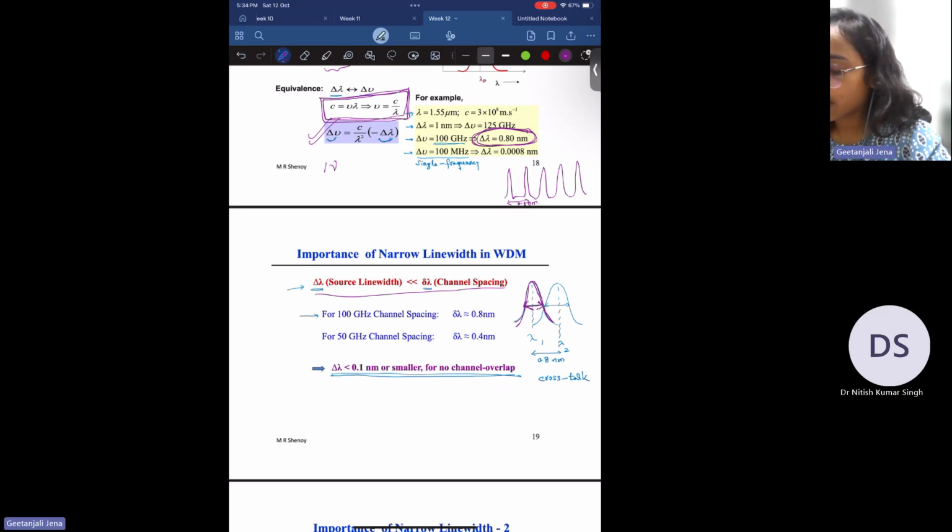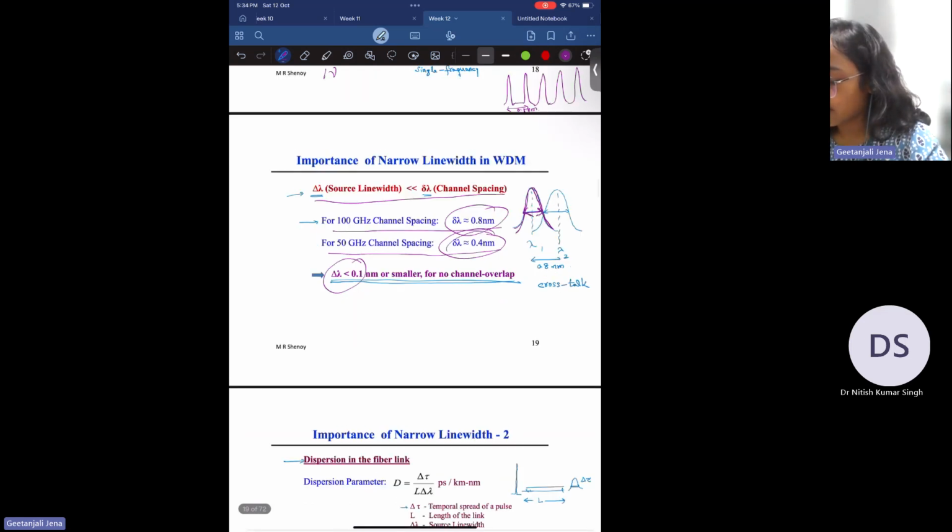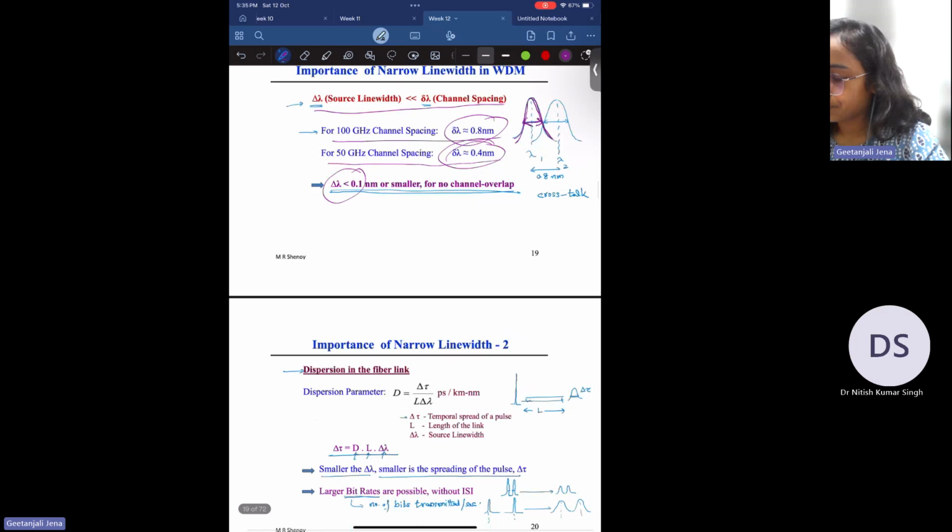And for 100 gigahertz channel spacing, we want delta lambda of 0.8 nanometer. For 50 gigahertz, it is 0.4 nanometer. So for this channel spacing, what do we want? We want the spectral line width to be smaller than 0.1 nanometer so that the channels do not overlap and they propagate independently inside this optical fiber.